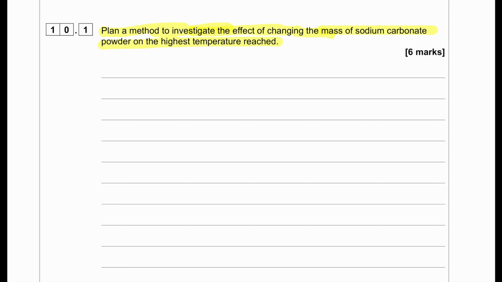Then we're going to repeat that same experiment with a different mass of sodium carbonate. For example, the next time maybe you're going to be using 10 grams of sodium carbonate, and repeat the whole investigation again and again, using the same starting temperature of the hydrochloric acid, same volume of acid and same concentration of acid each time to make the experiment fair.